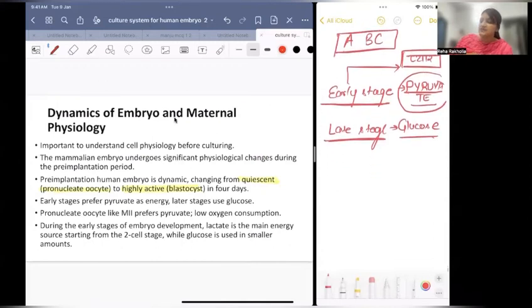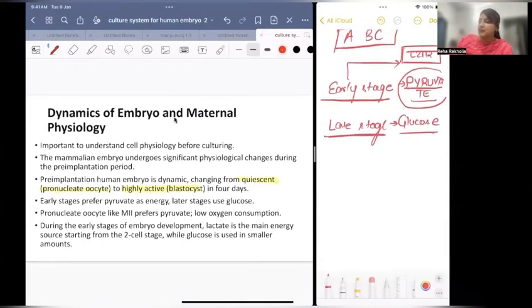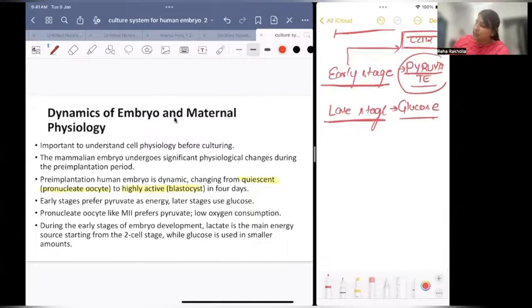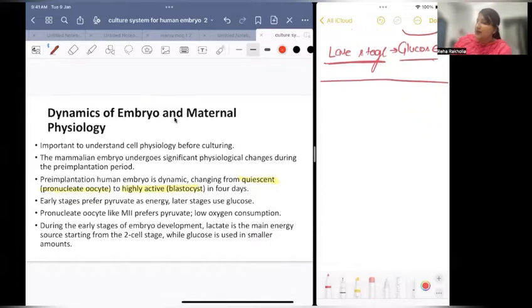In late stages, the embryo uses glucose. Then, the importance of metabolic homeostasis. What is the importance of metabolic homeostasis?